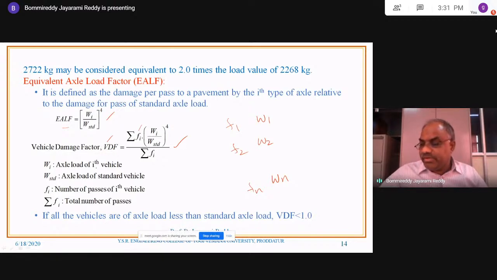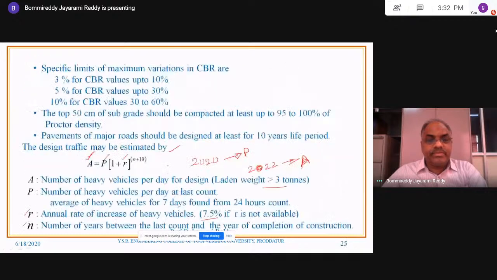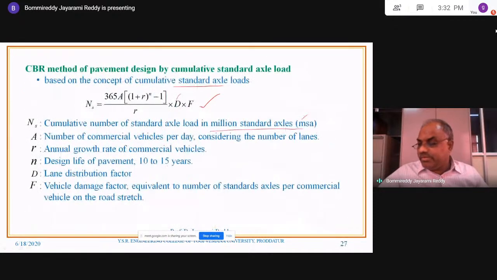So Wi is the axle load, Wstd is the standard load, then fi is the number of passes of the ith vehicle, and sigma fi is the total number of passes. So this is how we need to calculate the F value, and it is to be used in the formula for computing the Ns value. So here this F is nothing but the value that is now discussed.